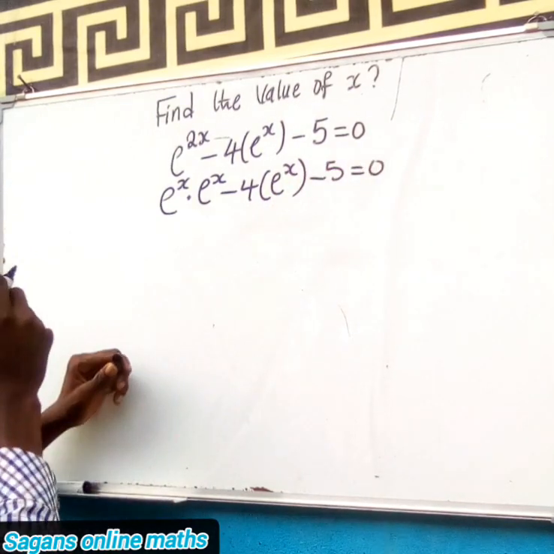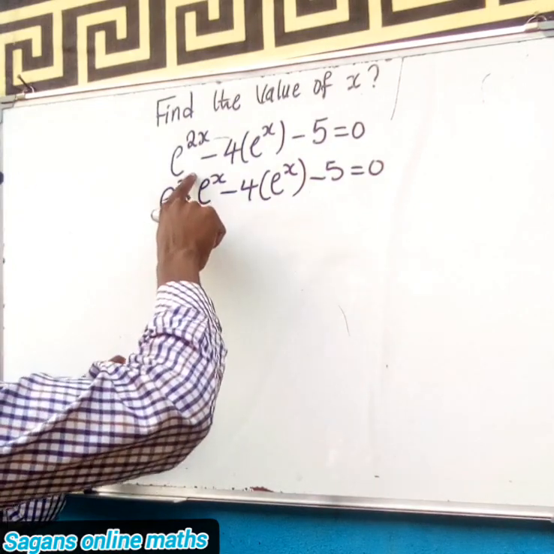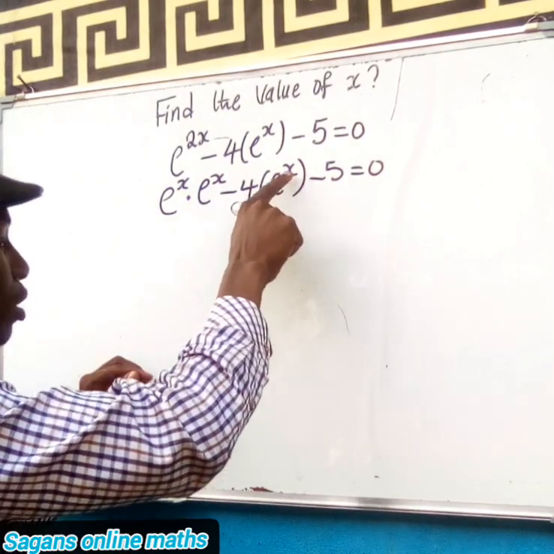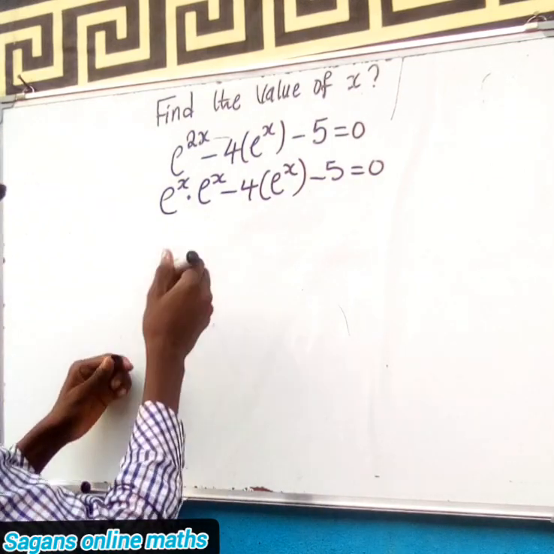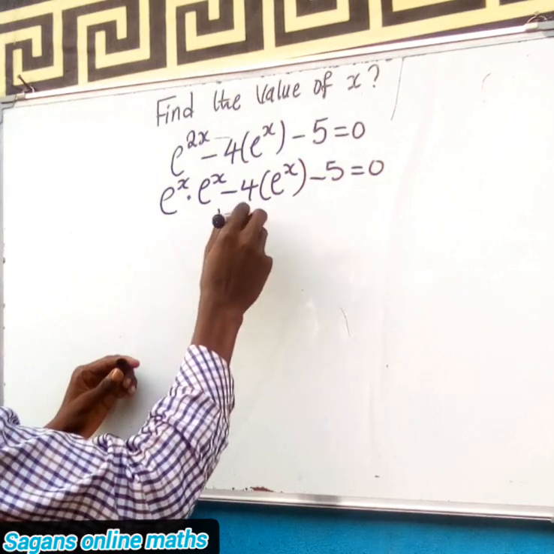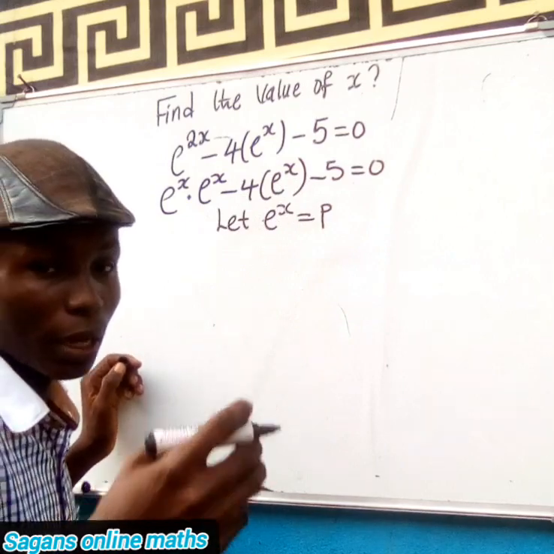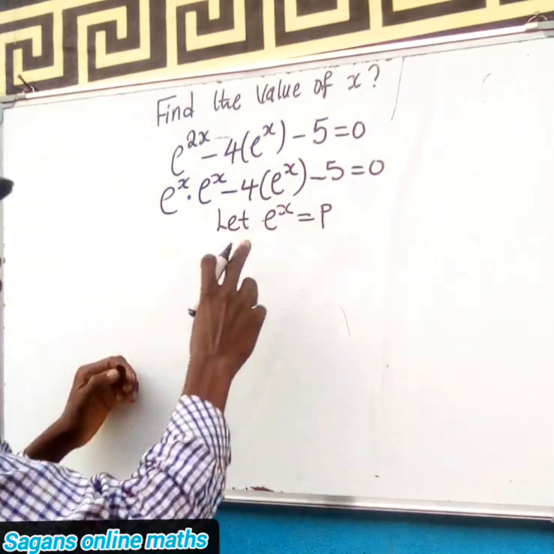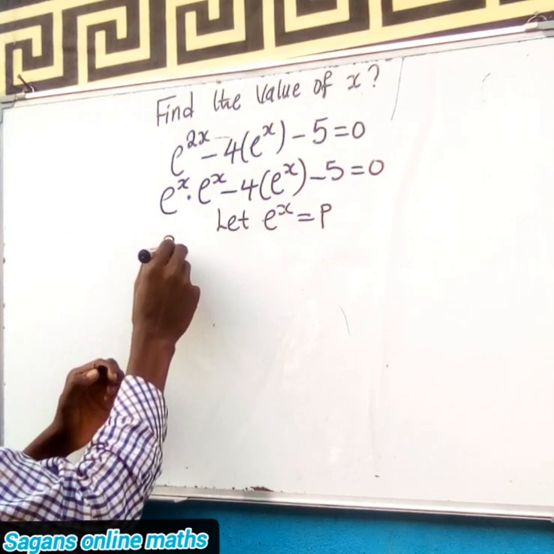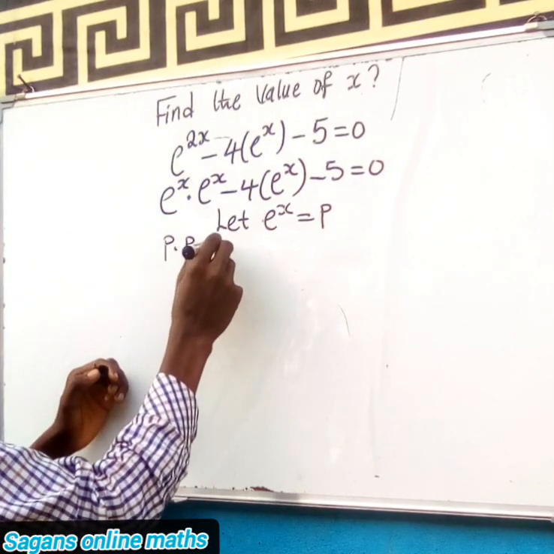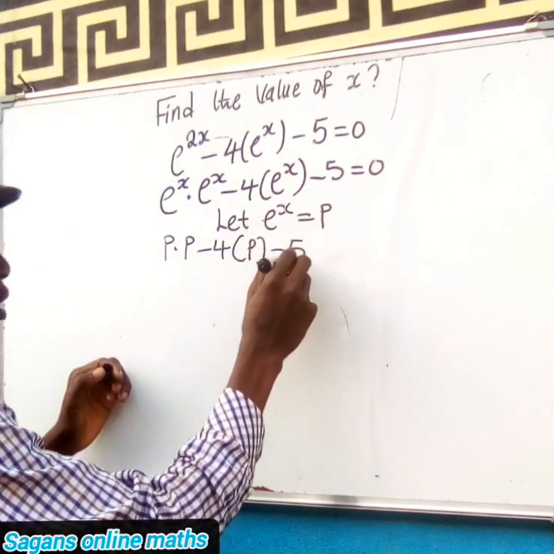Now let's check this equation very well. You know that something is common. We have e to the power of x here, here, and here. Since they are common, I can let it be represented by any variable. So I say let e to the power of x equal p. You know I always like p. Anywhere I see e to the power of x, I will substitute p. And now this is p multiplied by p minus 4 into p minus 5 equals 0.